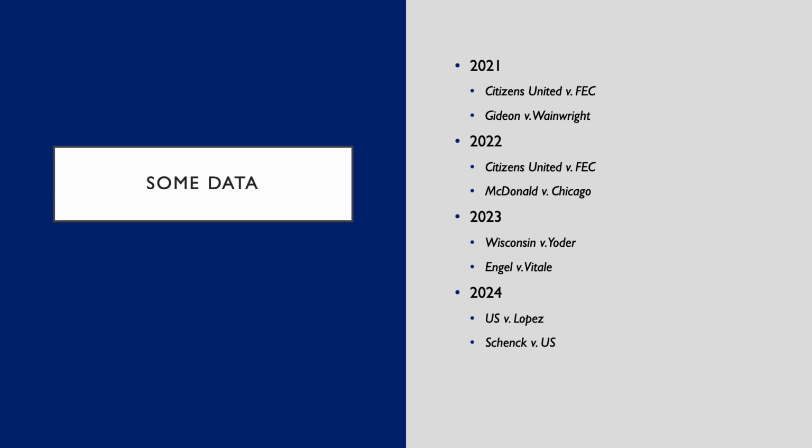You had cases on Citizens United and Gideon. In 2022, Citizens United again and McDonald. 2023 had Wisconsin versus Yoder and Engel v. Vitale, so 2 First Amendment cases. And in 2024, we had U.S. versus Lopez, so the federalism case, and Schenck versus U.S., the First Amendment case.